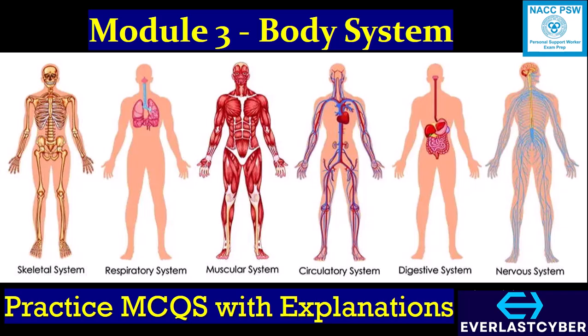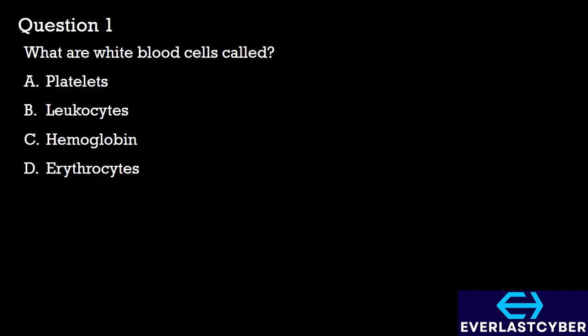We'll be going through some multiple choice questions and answers with detailed explanations for the exam. Question 1. What are white blood cells called? A. Platelets. B. Leukocytes. C. Hemoglobin. D. Erythrocytes.